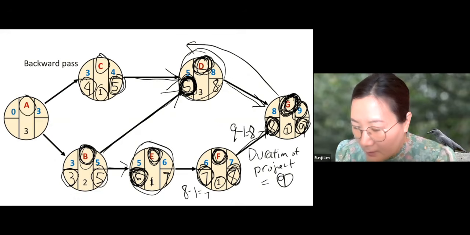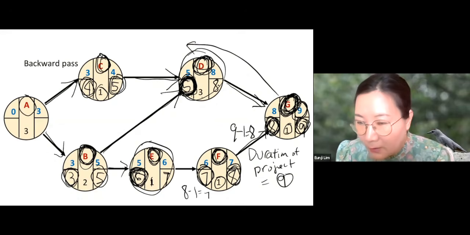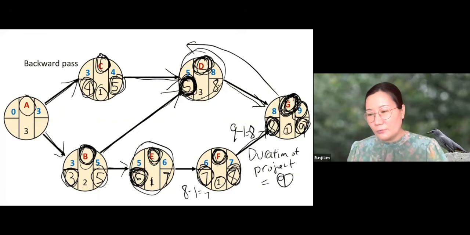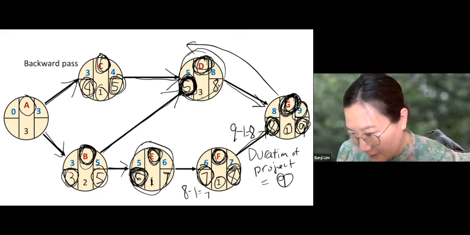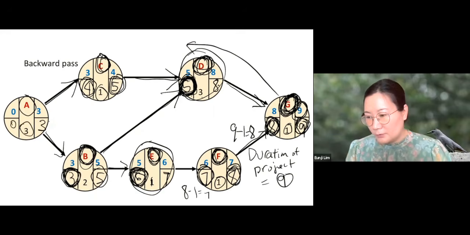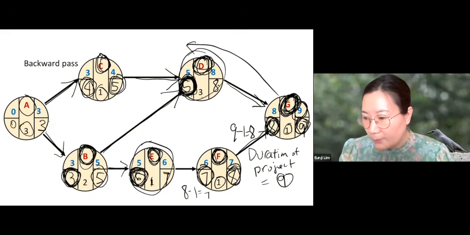Let's look at B and A. Here is another challenge. A has 2 followers, B and C. B needs to be started by 3. C needs to be started by 4. So by when should we finish A? Whenever you have more than one follower, you need to take the earliest of the latest start times. So take 3. And 3 minus 3 equals 0. So now we are done with the backward pass.